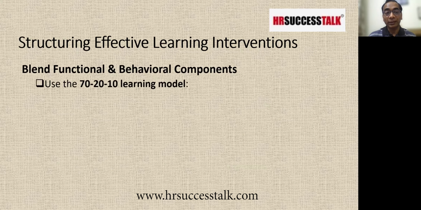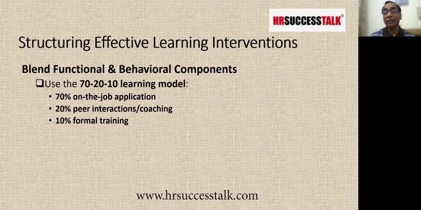Further on this, there's one very widely spread 70-20-10 learning model. I believe you all must know about it, but just to quickly recap, that's 70% on-the-job application, 20% peer interactions and coaching, and 10% formal training. So whatever the person's tenure in the organization, 70% is always on-the-job application, and that is where the desired results are produced.